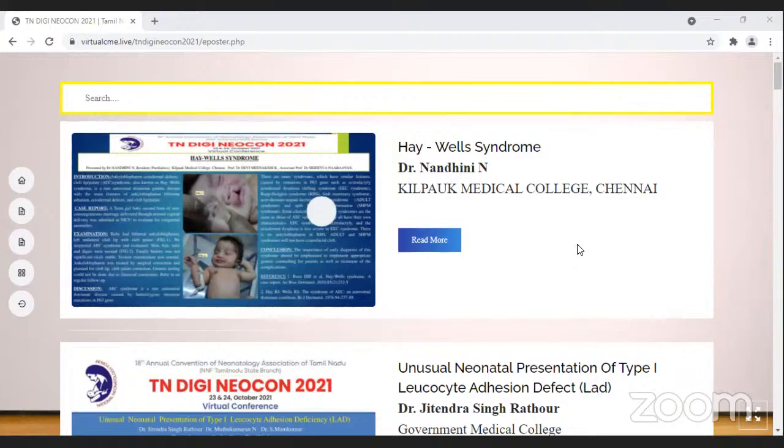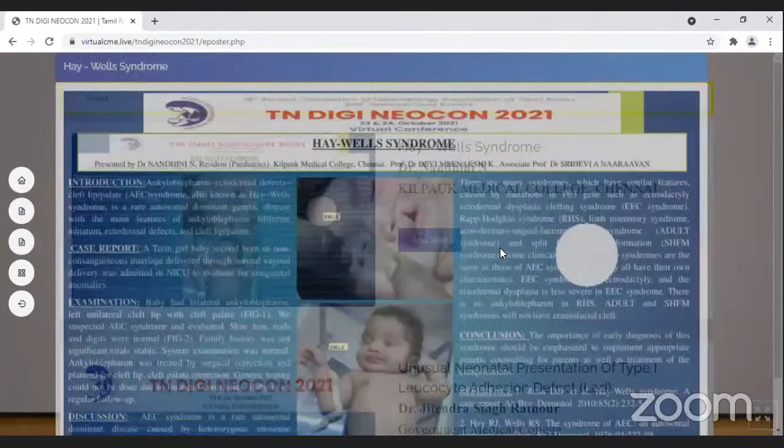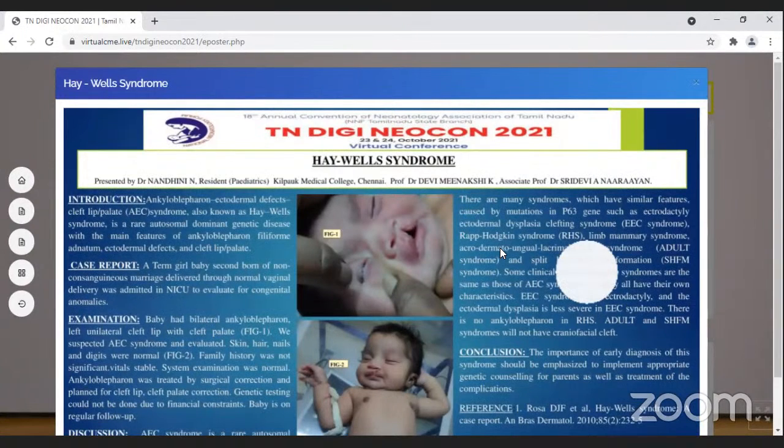Sir, the first presenter is Nandini. Okay, fine. Nandini, please unmute. Yes, sir. Hello. Sir, this is a poster. Please start, Nandini. Yes, sir. Good morning, sir. I'm Dr. Nandini from Kilpak Medical College, postgraduate final year. My e-poster title is Havel syndrome. The technical team is listening.